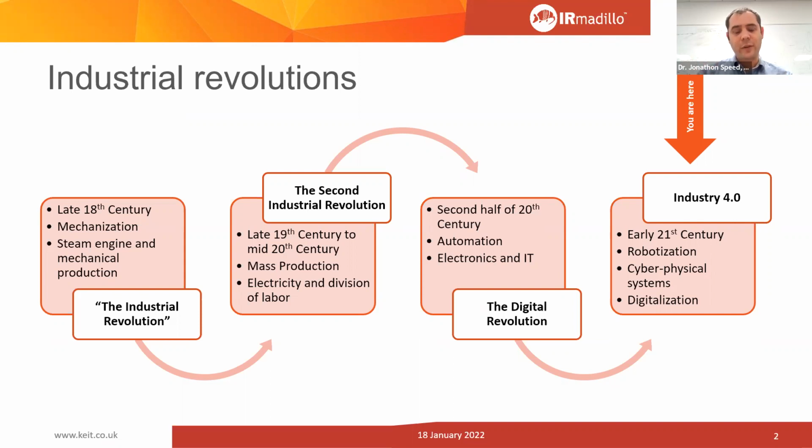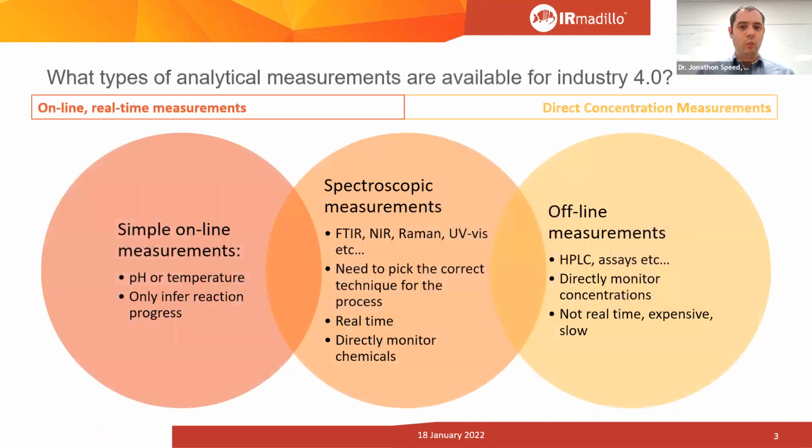The key thing, and there's a famous quote by Lord Kelvin, is that which cannot be measured cannot be controlled. So how do you actually make these changes and start to implement Industry 4.0 if you're not able to make the measurements that need to feed into that? So what kind of measurements are available?